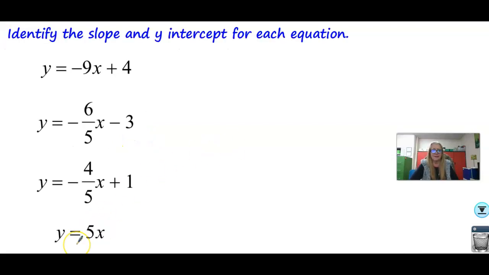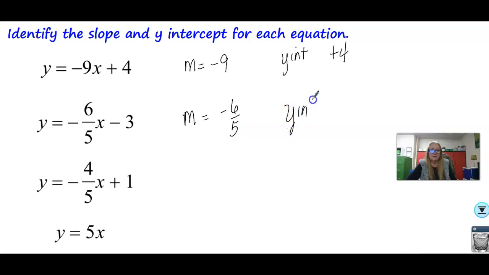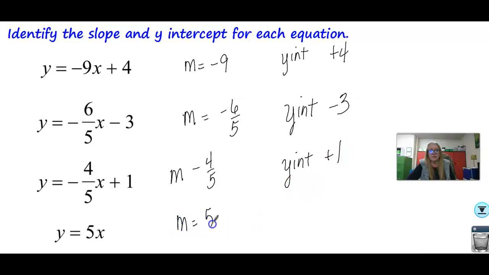And silly McGraw-Hill, they thought that was enough examples for you. They're so funny. Okay, so here's some more examples. The slope of this one is -9. The y-intercept is +4. The slope of this one is -6/5. The y-intercept is -3. See, -3, -3. The slope of this one is -4/5. The y-intercept is +1. The slope of this one is 5. What's the y-intercept of this one? 0. Now that's enough examples.